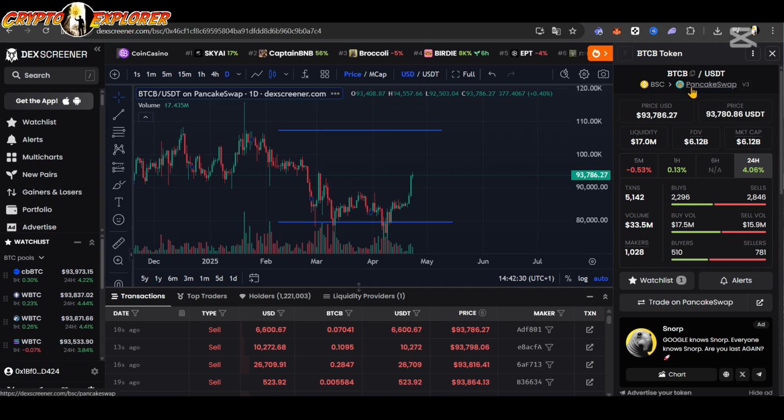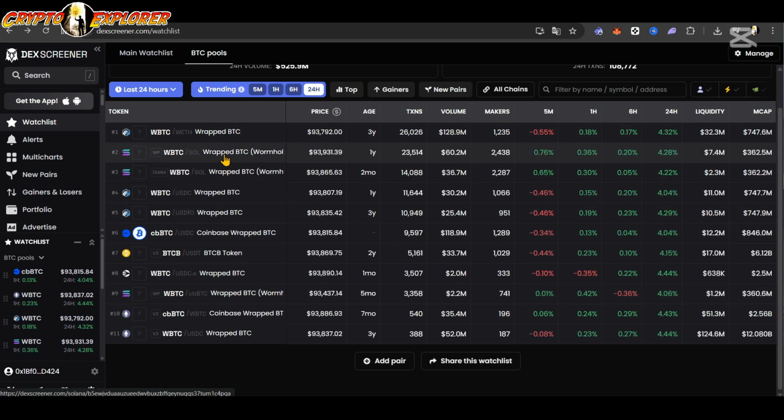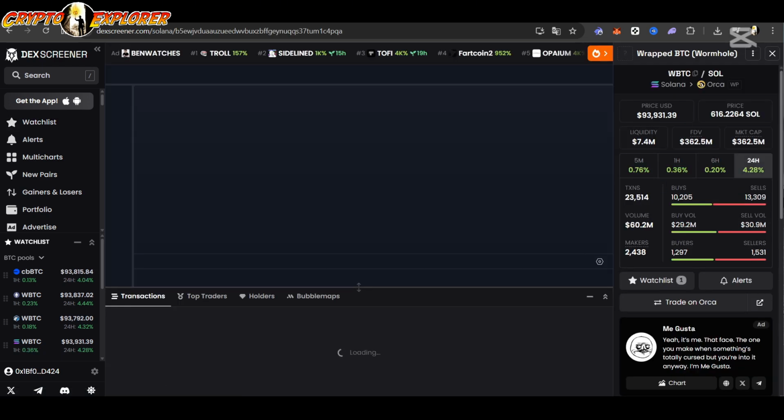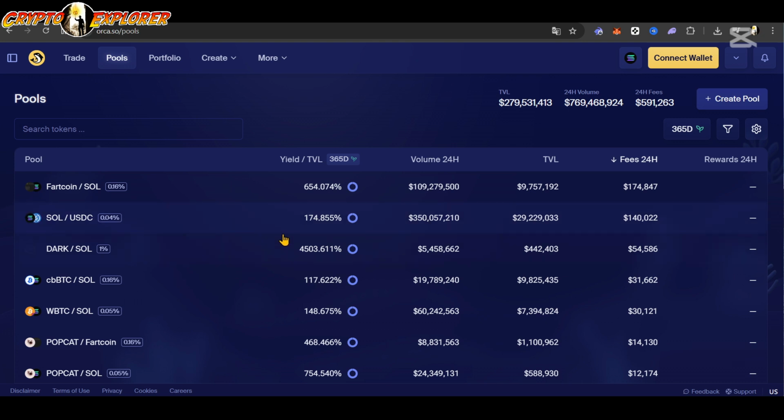So this is on PancakeSwap. We're using the example of BTCB, but you can apply this to every pool. So let's, for example, go here on Solana. I believe this one is on Orca, yeah. So let me show you how you can do that on Orca. So let's jump in. All right, so we're here on Orca.